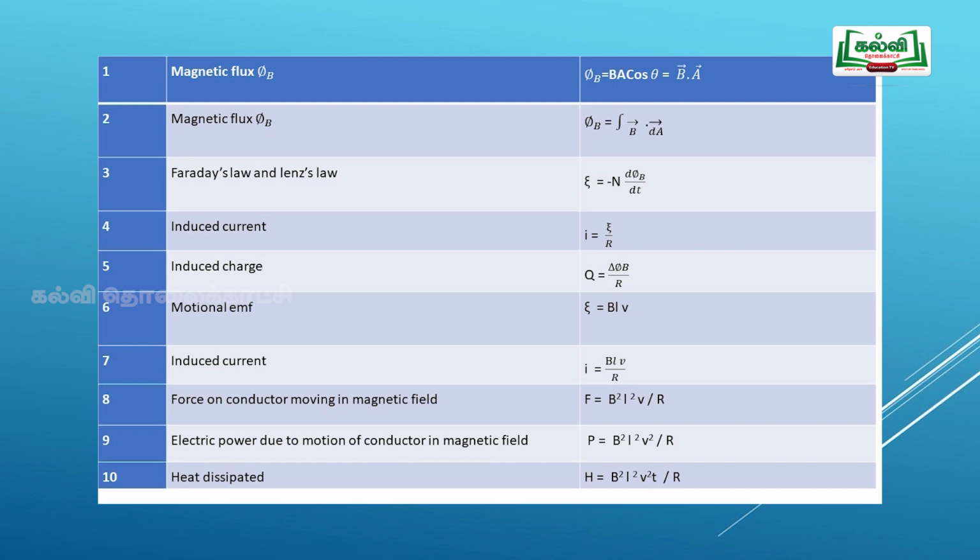So, these are not very difficult ones once you know these 2 or 3. One is xi is equal to d phi by dt, the other one is current is equal to voltage by resistance, that you know already, and then finally the heat dissipated is what? It is B square L square V square by R into T. You have learnt 3 formulae for heat dissipated based on Joule's law: I square RT, V square by R into T, and VIT. We are using V square by R into T.